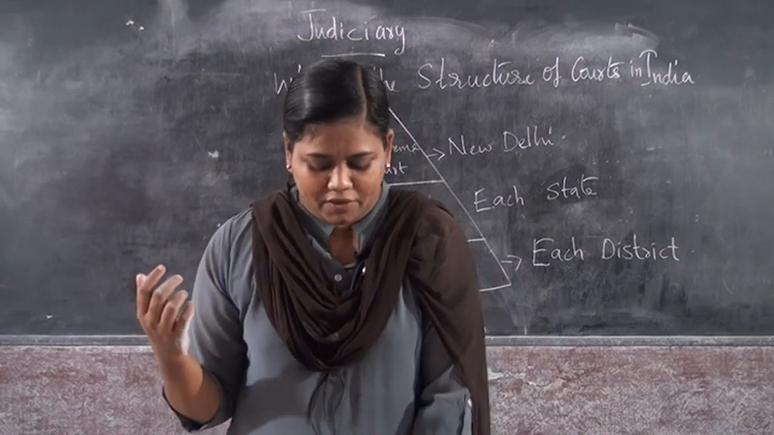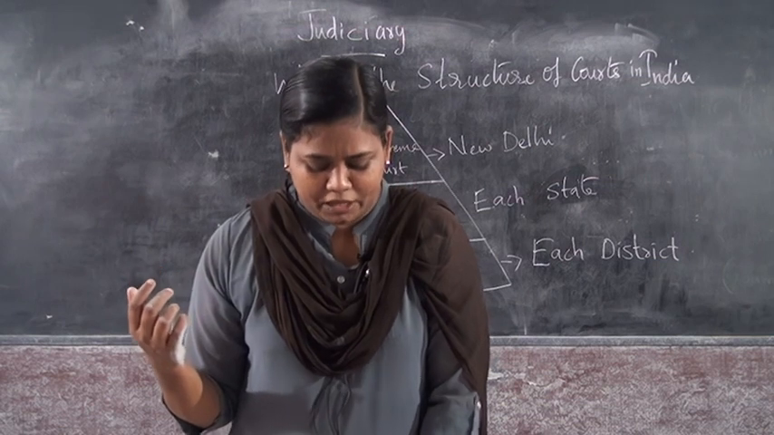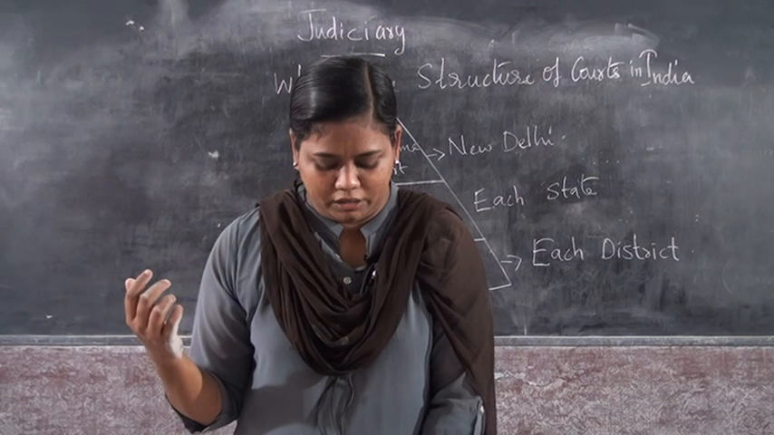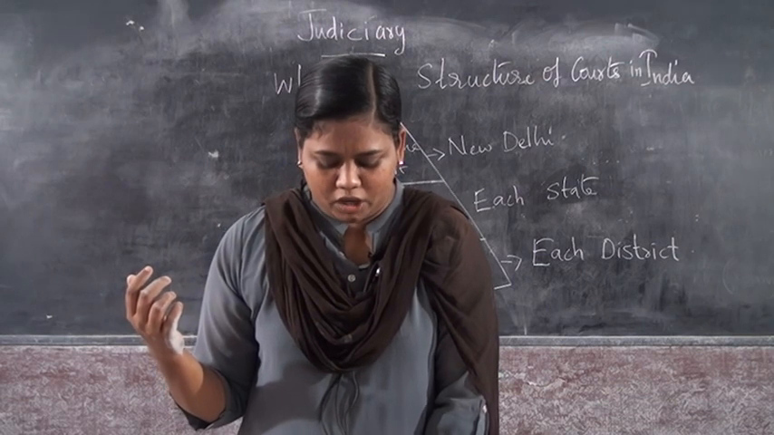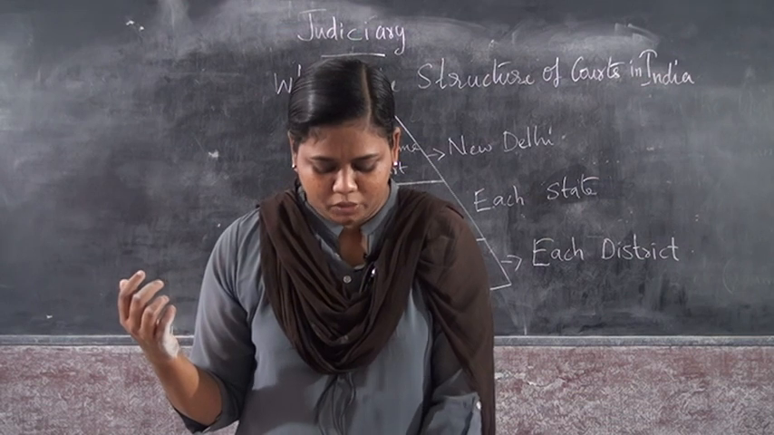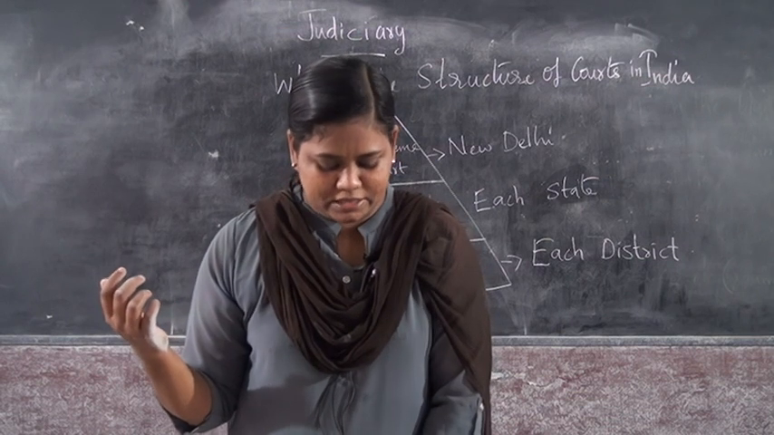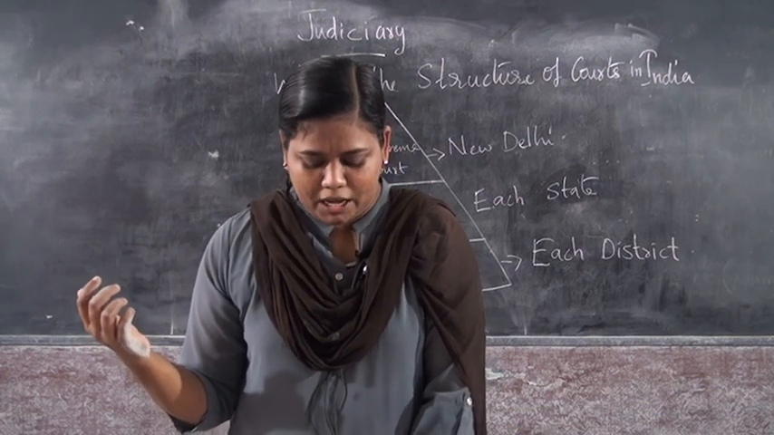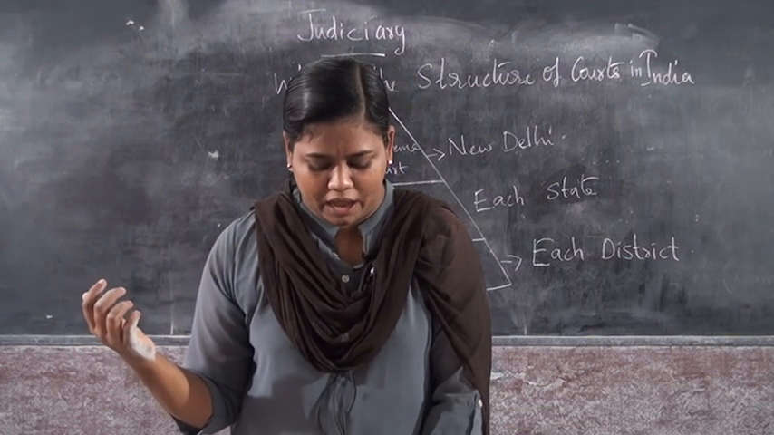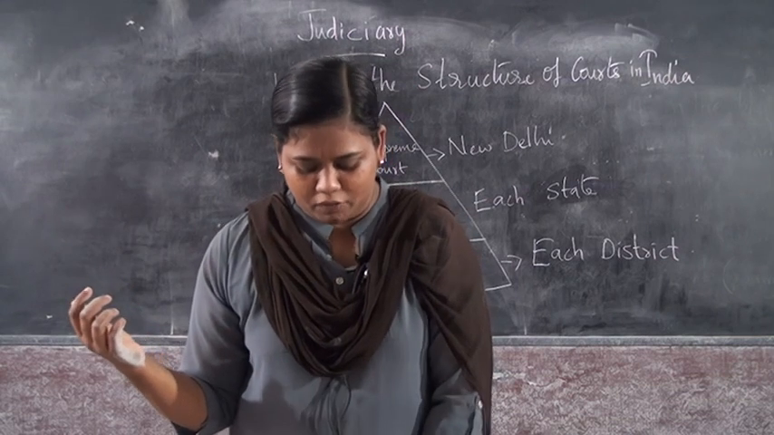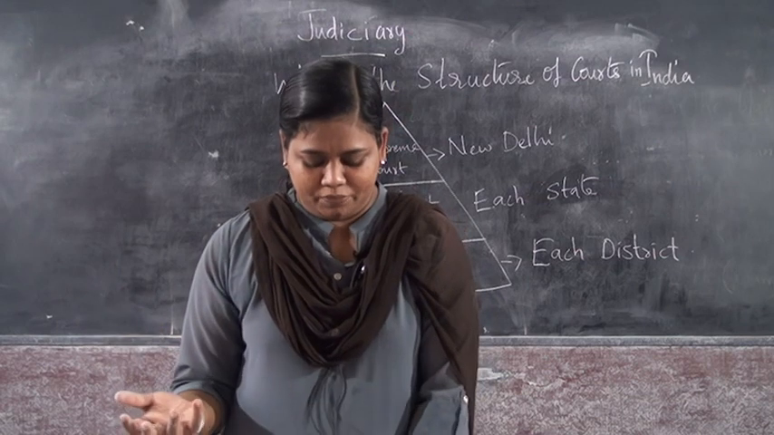In India, we have an integrated judicial system, meaning that the decisions made by higher courts are binding on the lower courts. Another way to understand this integration is through the appeals system that exists in India. This means that a person can appeal to the higher courts if they believe that the judgment passed by the lower court is not just.